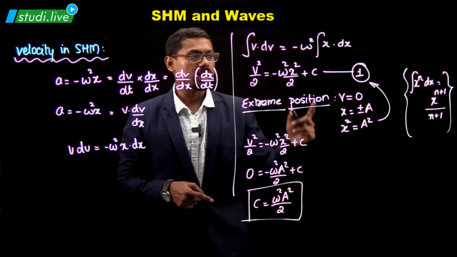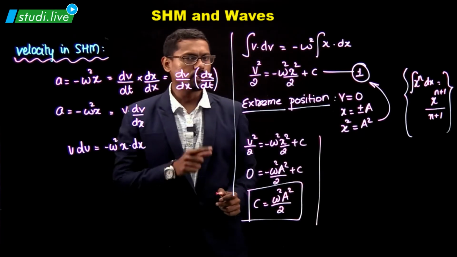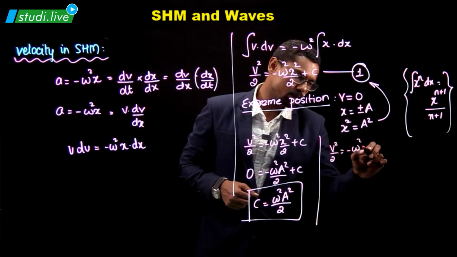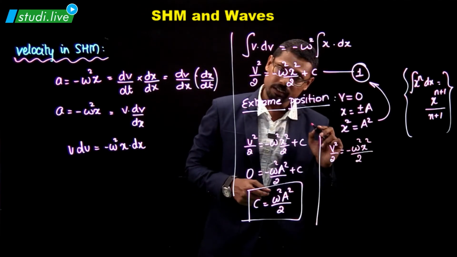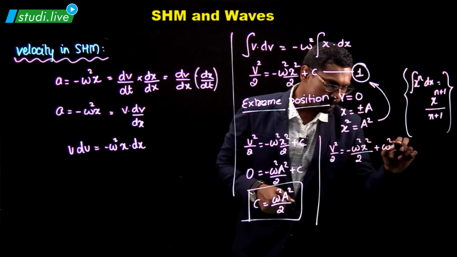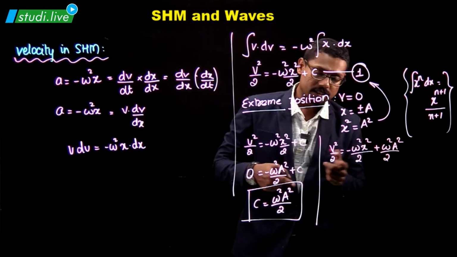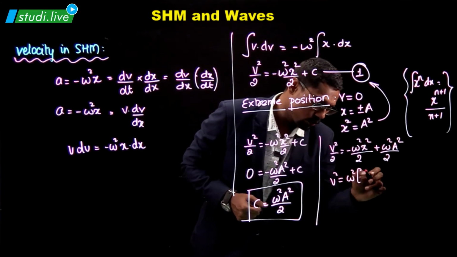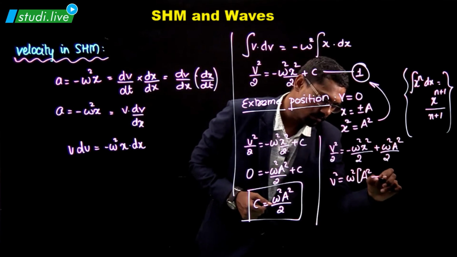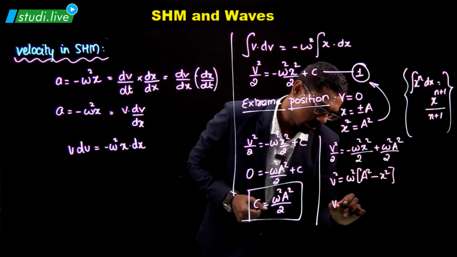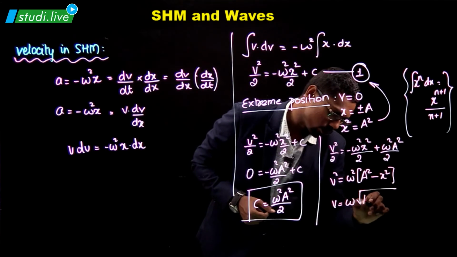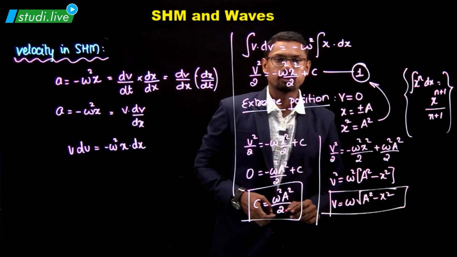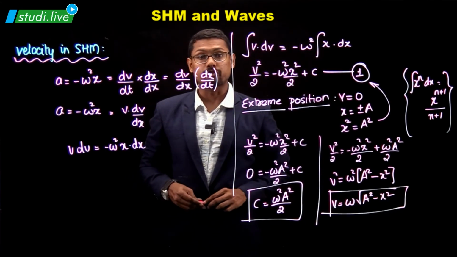Take this value of c and substitute in equation number 1. What do you get? You get v square by 2 is equal to minus omega square x square by 2 plus c, right? So let's just take this c and substitute. Next, cancel all the 2's. You get the value of v square as, take omega square common, a square minus x square. Take square roots. v becomes equal to omega square root of a square minus x square. This is my final expression to calculate the velocity of a particle performing SHM.